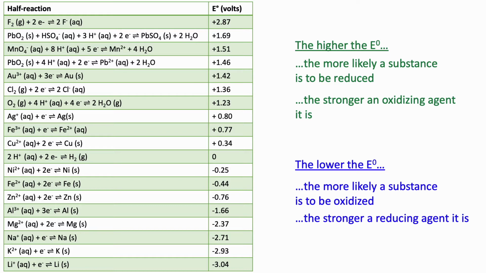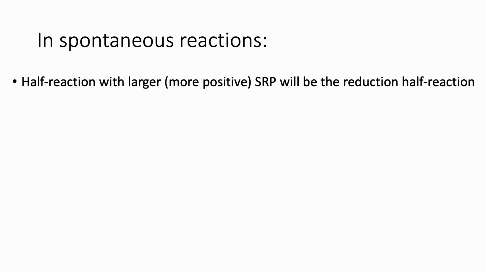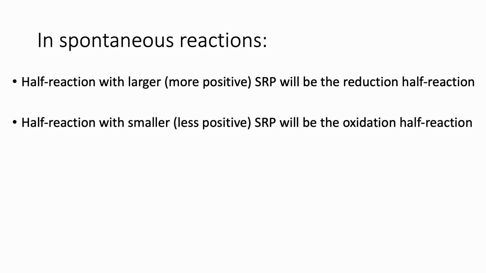And now let's talk about what that means when you're putting half reactions together to make a whole redox reaction. For a reaction to be spontaneous, you need that half reaction that has the larger standard reduction potential to be the reduction reaction. And that goes along with what I just said about individual half reactions. The more positive something is, the more likely it is to be reduced. The half reaction with the smaller standard reduction potential is going to be the oxidation half reaction, because remember, the lower that standard reduction potential is, the more likely something is to be oxidized.